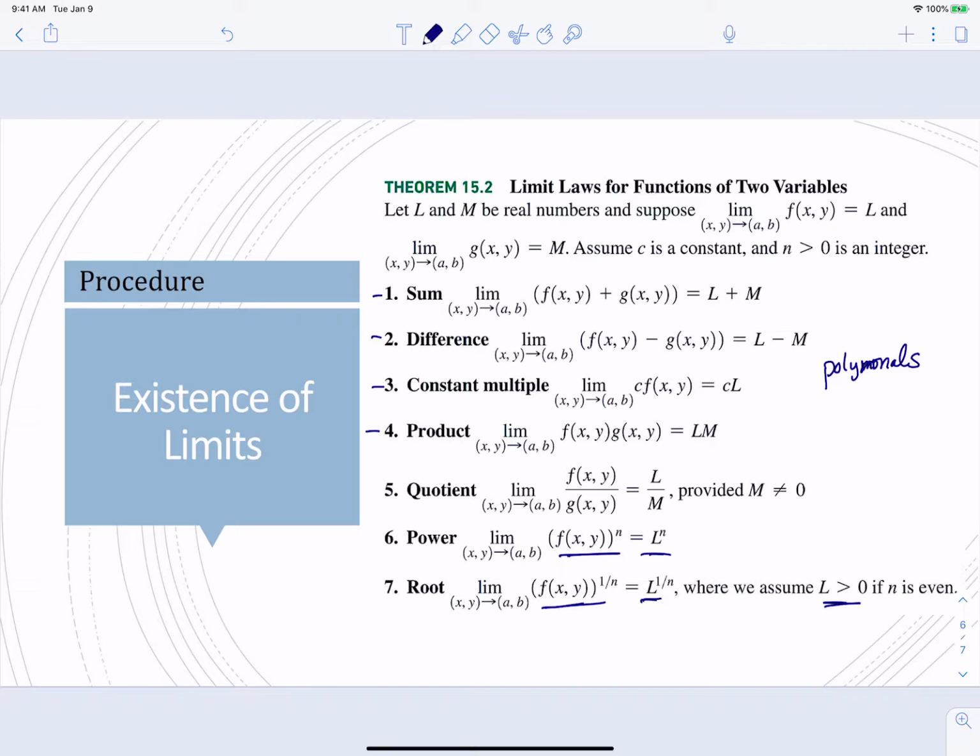So all of those limits that used to exist and everything that was fine, if we just had cosine of x plus sine of y, those we can do direct substitution on. So all of those things that were true in 2 dimensions, they're still true here in 3 dimensions. So that's the main thing to remember about this.